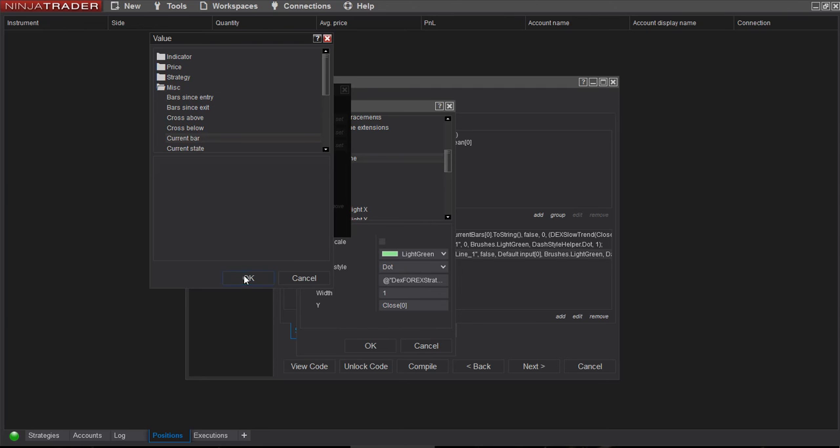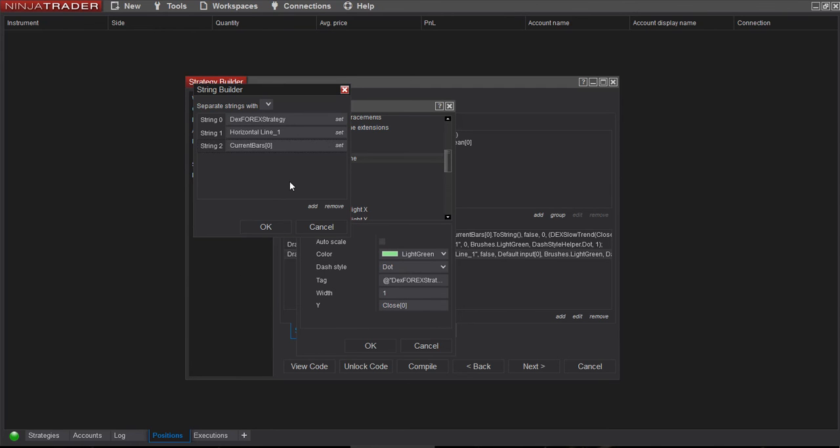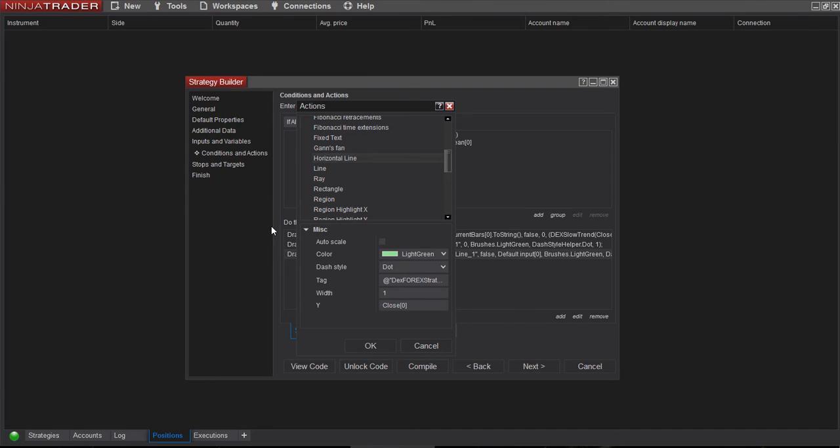Current bar. Well, if we do that, it'll put every single horizontal line on there, and they'll be all over the place, and it'll be a mess. So we just want to remove that. We don't want a third statement there. Okay, just the 2 statements.